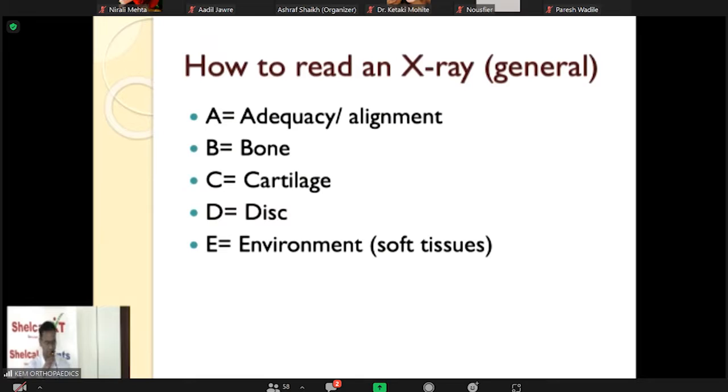So how to read an X-ray? This is the traditional teaching, the A, B, C, D, E. You start from whether the X-ray is adequately exposed, the alignment, the bone, cartilage, disc, environment. Remember, this is not hard and fast to be followed. Sometimes, as it is taught in spine cases, you go either from anterior to posterior or posterior to anterior. Similarly, in hip cases, either you start from the soft tissues and go to the joint, or the other way around.